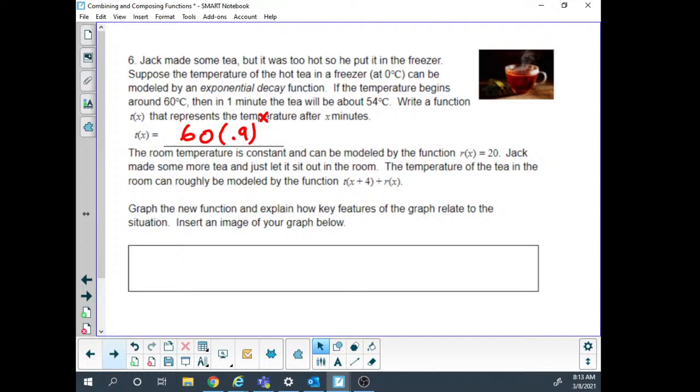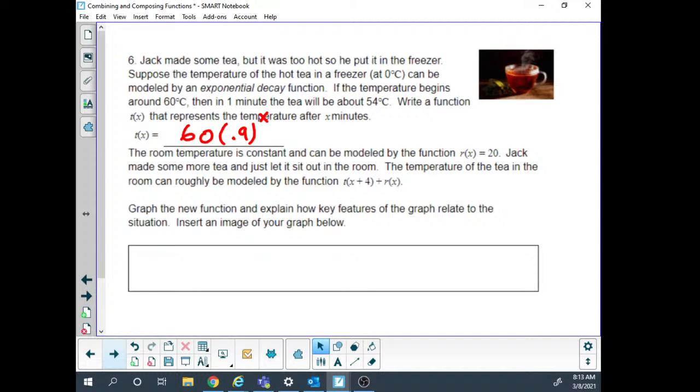Okay, room temperature is constant and can be modeled by the function r of x equals 20. Jack made some more tea. This time he's like, let's just let it sit out in the room. The temperature of the tea in the room can roughly be modeled by the function t of x plus 4 plus r of x. Oh dear, getting weird with it.